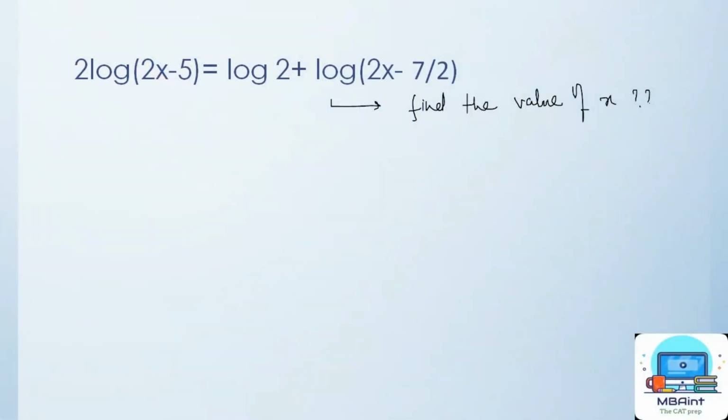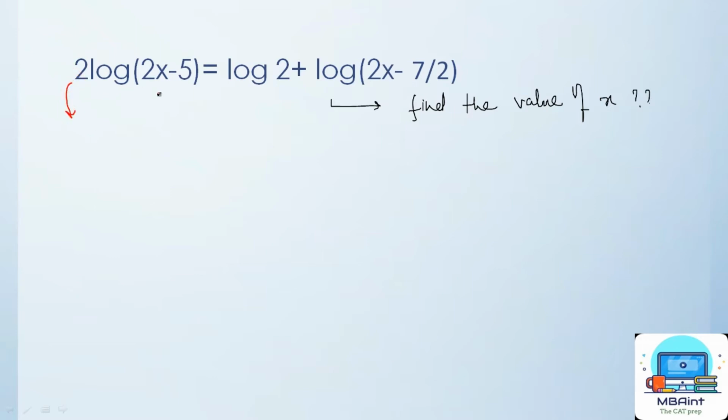Alright. So you have the first question on your screen, which says 2 times log(2x minus 5) is equal to log 2 plus log((2x minus 7) upon 2). They want you to find the value of x here, right? As usual, I would like all of you to pause the video and try this problem by yourself. Okay, I assume that you have given a good try on this question. Fine. So let's solve this parallelly now.